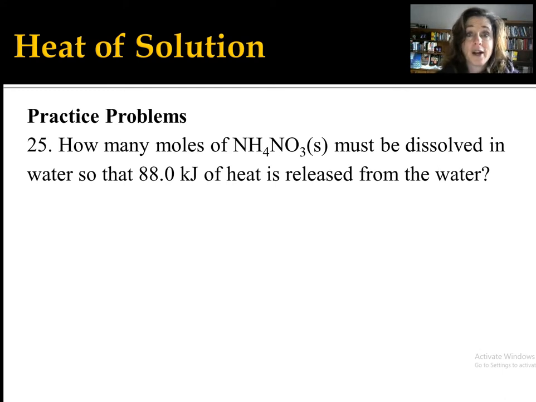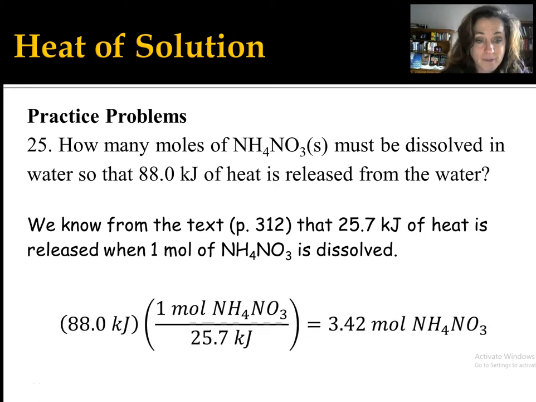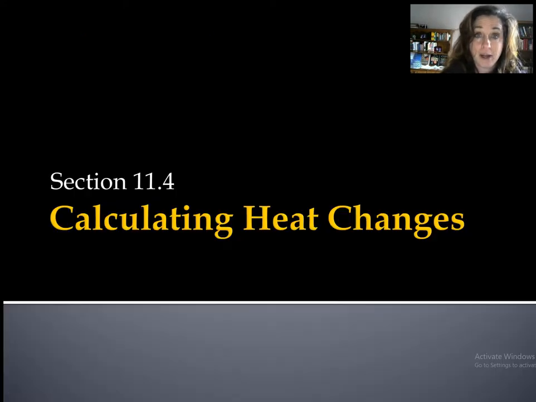Here's another problem. This is the endothermic side of it now. How many moles of ammonium nitrate must be dissolved in water so that 88.0 kilojoules of heat is released from the water? We know from the text on page 312 that 25.7 kilojoules of heat is released when 1 mole of ammonium nitrate is dissolved. And again, I just set this problem up starting off with, it's like someone gave me 88 kilojoules of heat. And now they're saying, if you have that much heat, how many moles of ammonium nitrate are you going to have to dissolve then? And in this case here, I got 3.42 moles of ammonium nitrate.